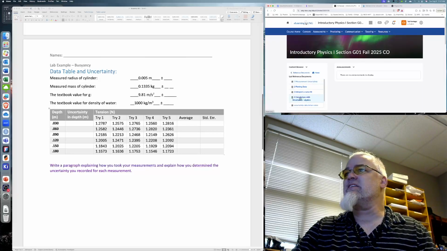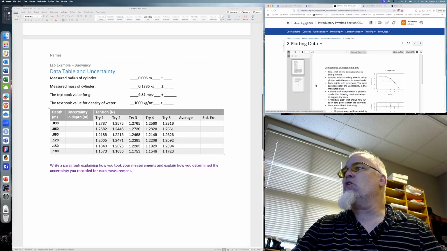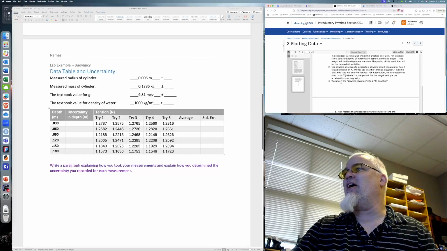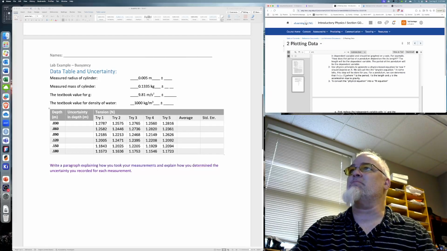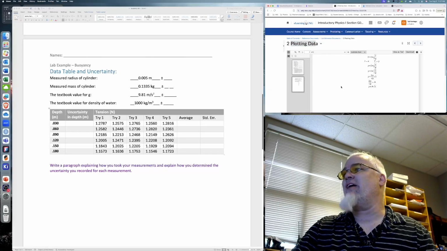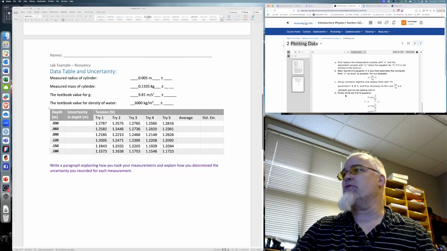And in fact, just previously, we were talking about converting a physics equation into a fit equation. And if you look at the plotting data reference document, it goes through some examples of how to do that and talks about the steps we would go through to do that.